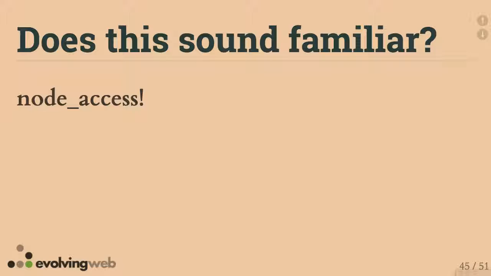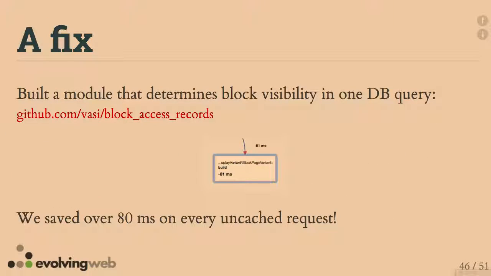And so we could do a similar thing with blocks. There's no reason that wouldn't work. Instead of loading each one and checking it, we could just build a query that checks them all at the same time. And so we did that. We built this module called Block Access Records. It's open source, it's on GitHub, and it just runs a single query. It does some complicated stuff to build that query, but as a user, you don't have to look at it. And it just replaces all that logic with this one query.